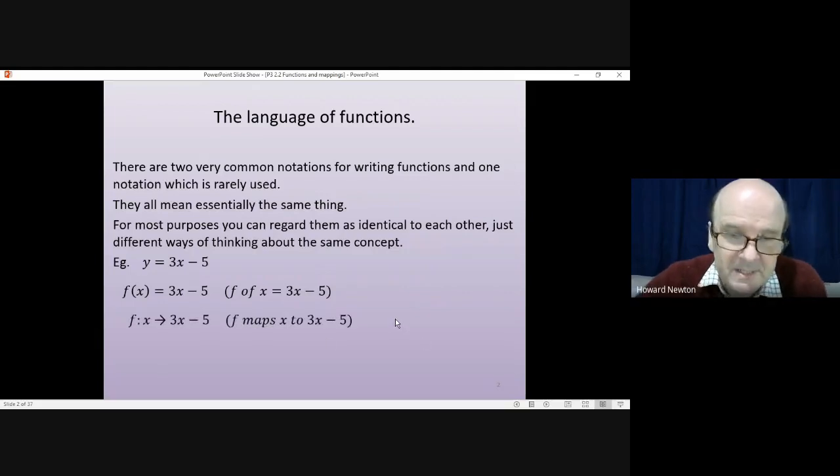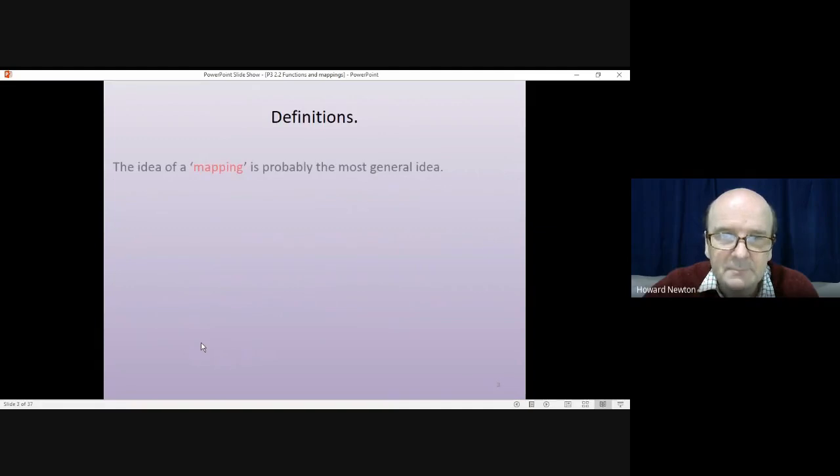What we also need to consider now is what is called mapping language. And the way you would read that statement is f maps x to 3x minus 5. Don't look for the difference in these things. They really are basically saying exactly the same thing, but in three different ways.